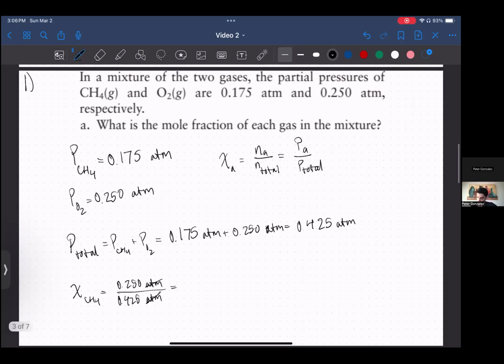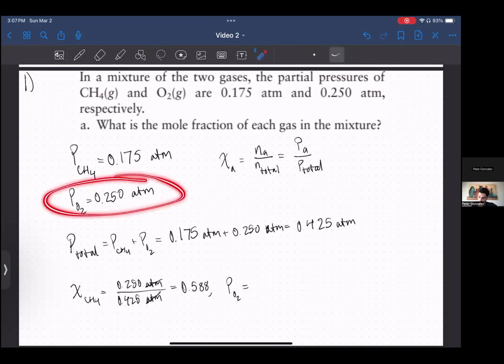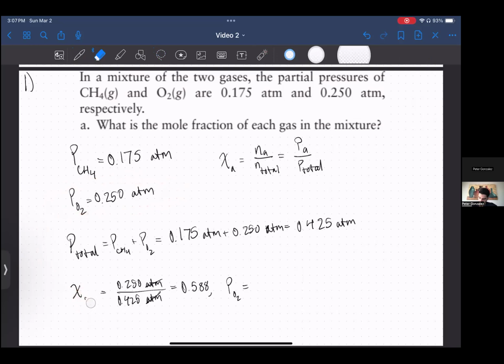So we get for CH4 should be 0.588, and the partial pressure of O2 very similarly will be, dang, I'm sorry, guys. I realized I just did that wrong. So I accidentally used the pressure of O2 here in for CH4. So I'm just going to erase that and just put down here, this is the mole fraction of O2. Yeah, I'm sorry about that. And that this one will be the partial pressure of CH4.